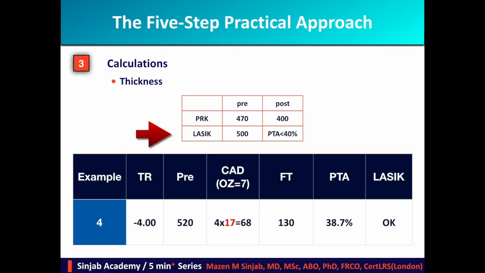This is another example of -4. The pre-op is 520. The central ablation depth for 7 millimeter optical zone is 68. If I'm going to create 130 micron flap, then the PTA will be less than 40%, so I can go for LASIK.